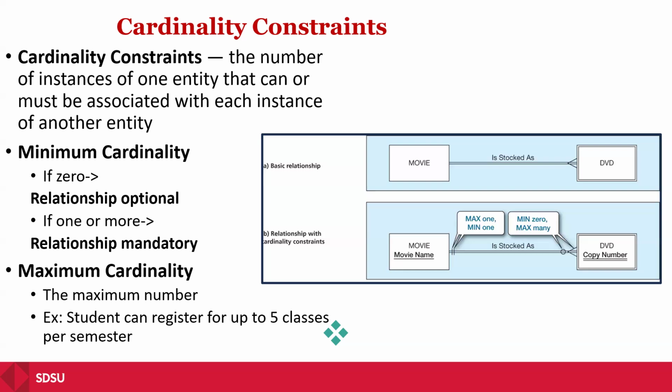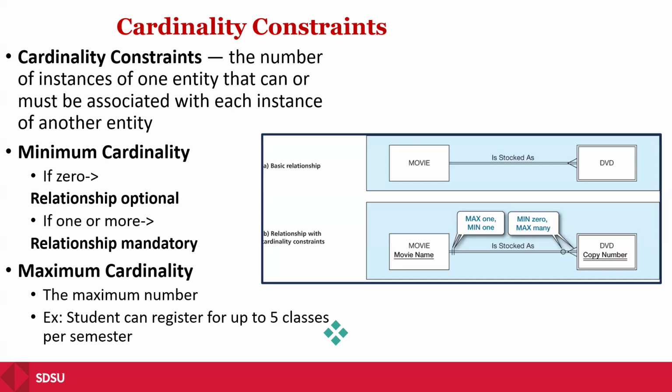So we have movies and DVDs here. Movies can be on multiple DVDs, but it's not required to be on DVDs. So it doesn't have to be on a DVD at all. So the minimum cardinality on the DVD side is 0. The maximum cardinality on the DVD side is many. The minimum on the movie side is 1, and the maximum is 1 too.